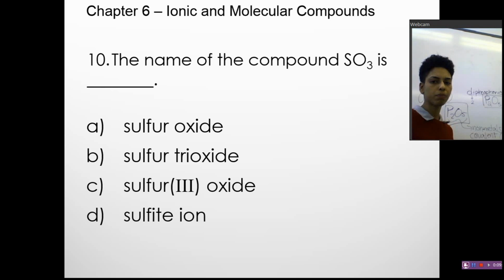All right, so quiz yourself. Name the compound SO3. Can it be C? It can't be C because when you have Roman numerals, that's only for a variable charge metal. Sulfur metal? No, it's a nonmetal. So is it the sulfite ion? Well, it can't be the sulfite ion because we don't see any charge here. If there was a -1, then it would be the sulfite ion. Okay, so we are left with A and B.